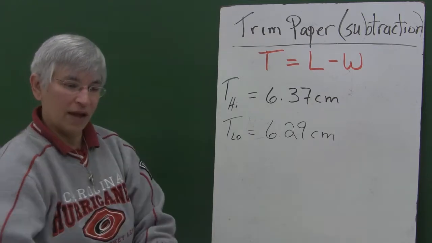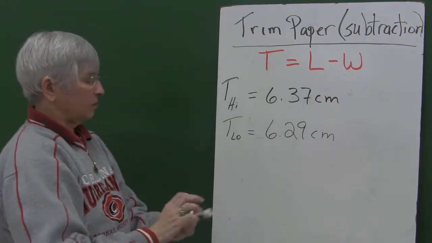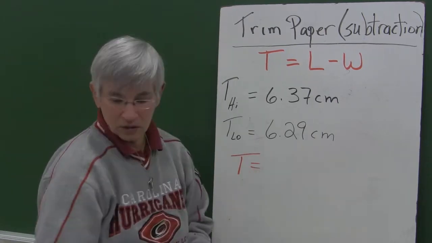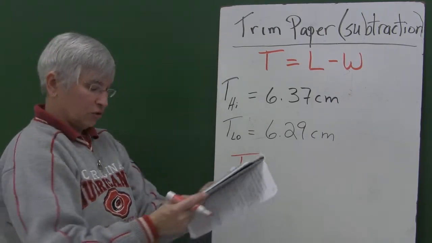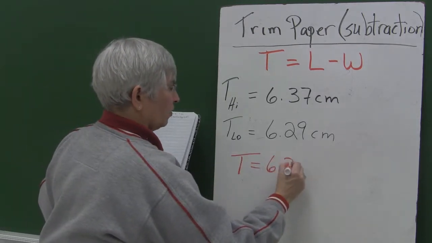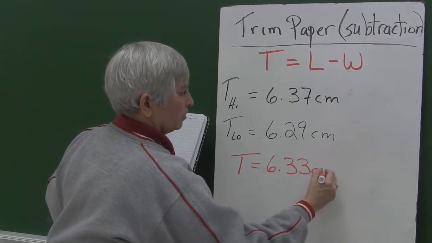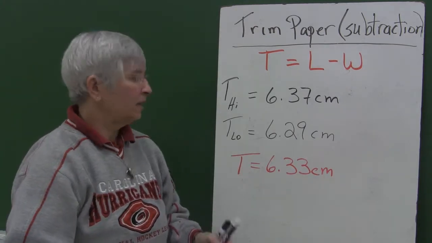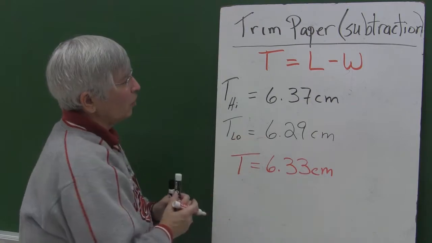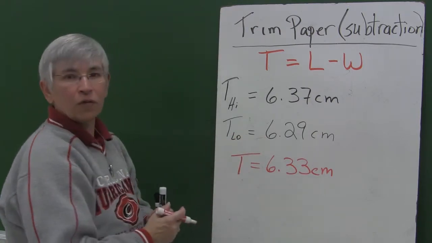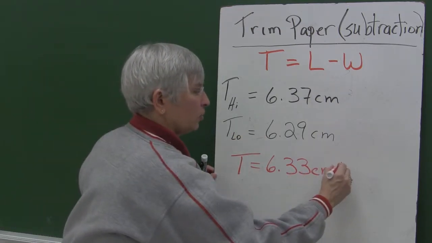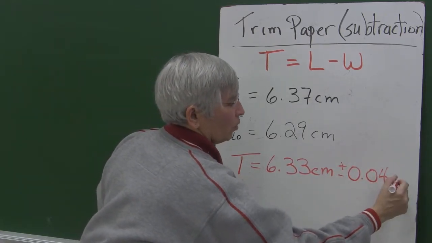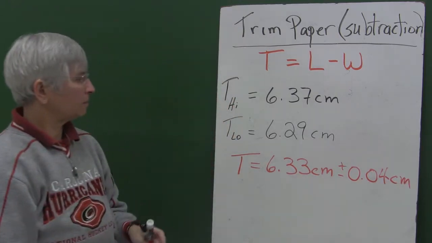But when I'm doing the actual calculation for the trim, I would take the values that I had measured earlier to get 6.33 centimeters. And now I can compare with the values that I could possibly get, and I can see that my range goes up by 0.04 centimeters or down by 0.04 centimeters. And so a good range to pick to take that into account would be plus or minus 0.04 centimeters.